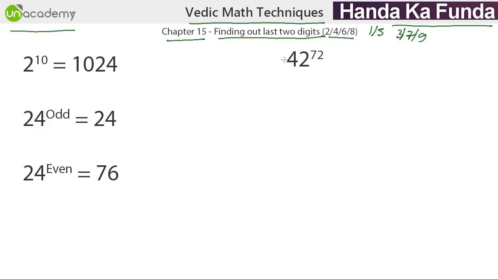So let's say you are trying to find out the last two digits when the number ends in 2, 4, 6 or 8. There are a few things that you need to know. One is that 2 to the power 10 is actually 1024. 24, when it is raised to an odd power, its last two digits will be 24, and if it is raised to an even power, its last two digits will be 76. Now let's see how to use them.